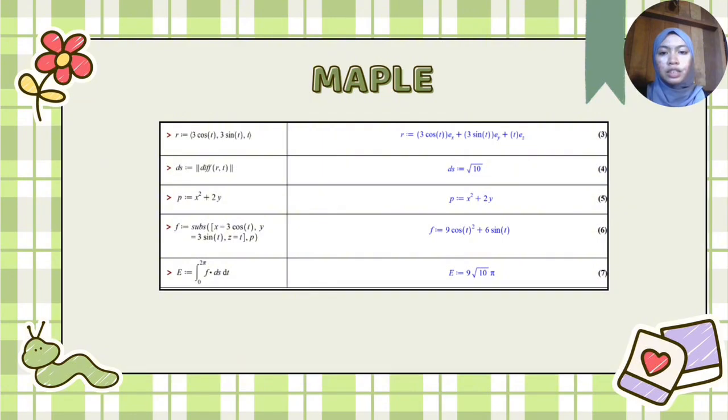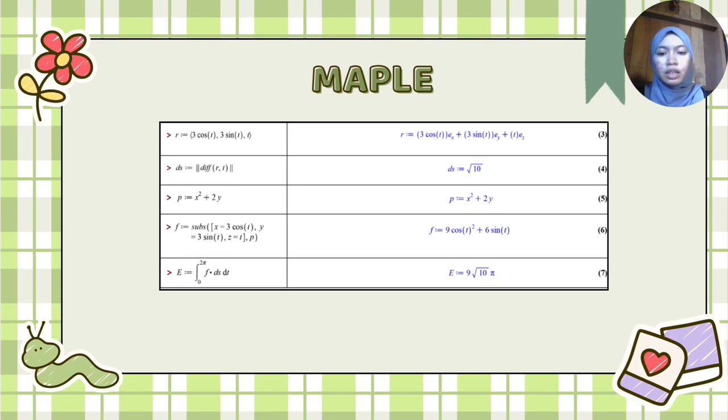The parametric vector function is defined as r(t) equal to 3 cos t, 3 sin t, and t. Next, the differential arc length is computed. By differentiating the position vector and finding its magnitude, Maple shows that ds equals square root 10, and this means the speed along the curve is constant.